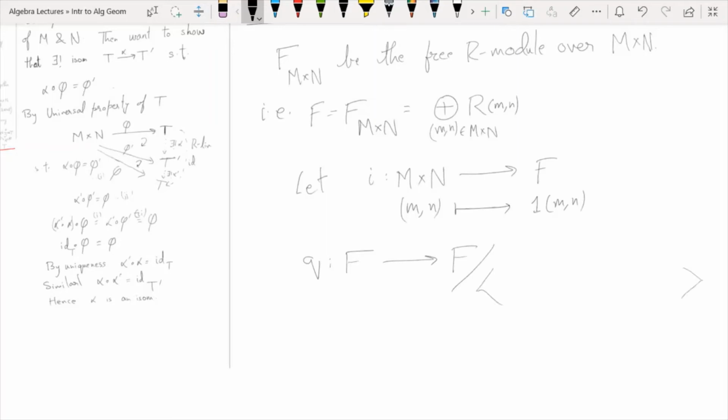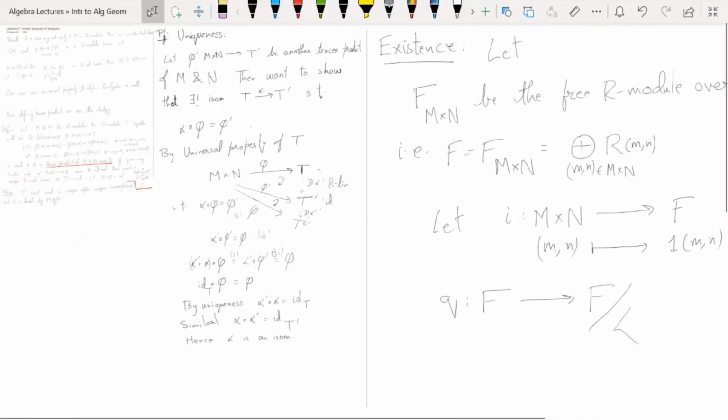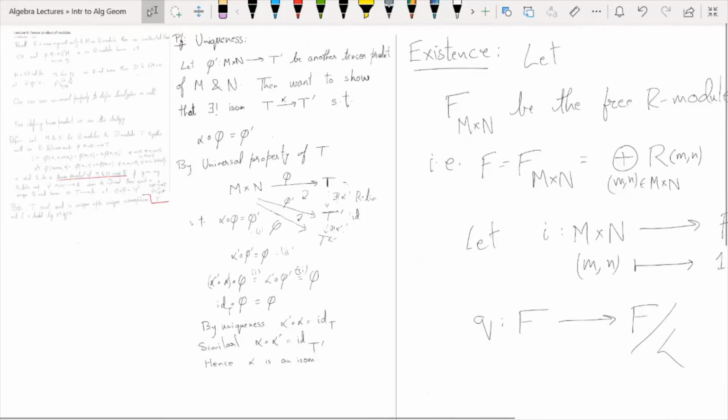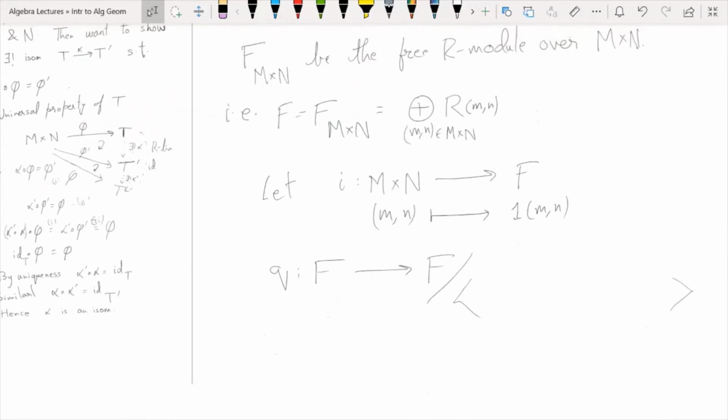So right now you have a free module over all m comma n. But what you really want is that this property should hold. When we do this composition I followed by Q, then it should have this property that m comma n1 plus r n2 should go to, I mean, the composition will be phi, so it should go to phi of m comma n1 plus r phi of m comma n2.